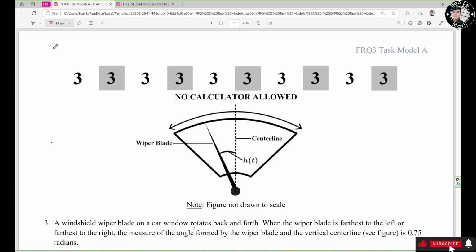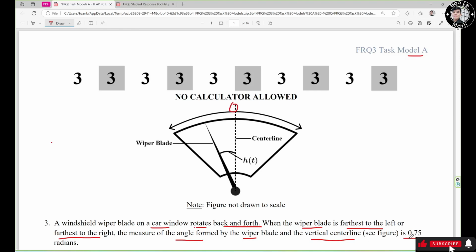Hello everyone, in this video I'm going to walk you through AP Precalculus free response question number 3. Task model A. A windshield wiper plate on a car window rotates back and forth. When the wiper plate is farthest to the left or farthest to the right, the measure of the angle formed by the wiper plate and the vertical center line. Here's the vertical center line.